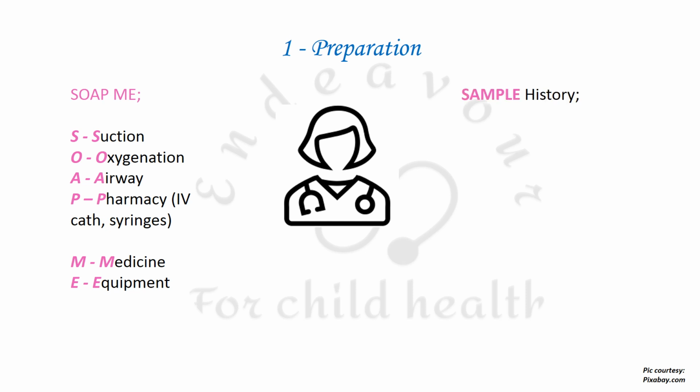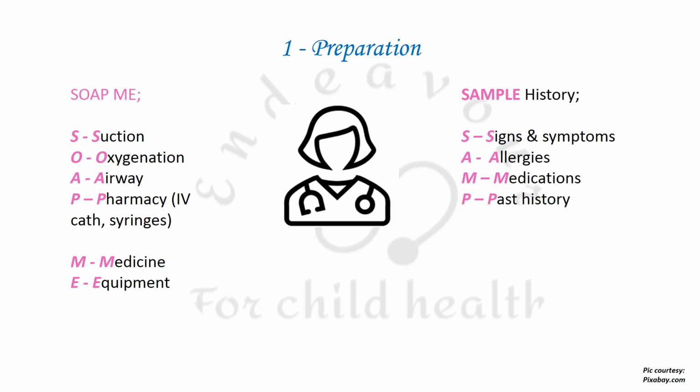Besides, you must also take a quick sample history, that is history of signs and symptoms, allergies, medications if the child is on any, past history of similar or any other event, the timing of the last meal, which is very important to consider whether or not there is a possibility of regurgitation and aspiration during the process of intubation, and the events which have led to the current condition of the child.